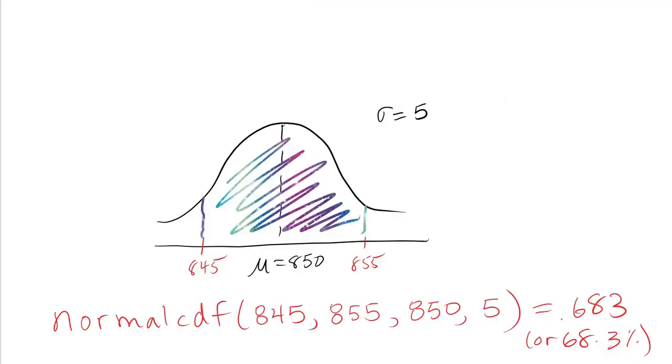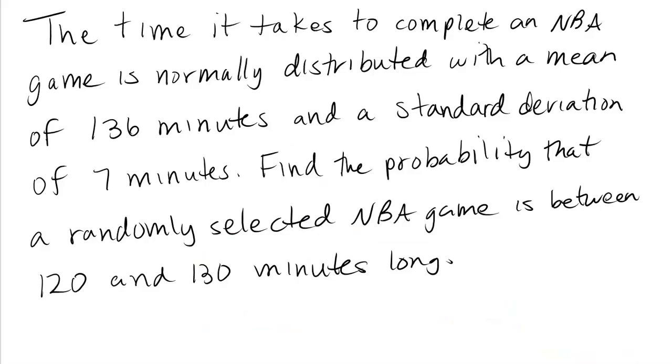Let's look at another example. The time it takes to complete an NBA game is normally distributed with a mean of 136 minutes and a standard deviation of 7 minutes. Find the probability that a randomly selected NBA game is between 120 and 130 minutes long.